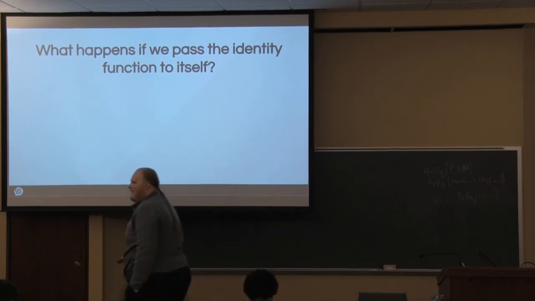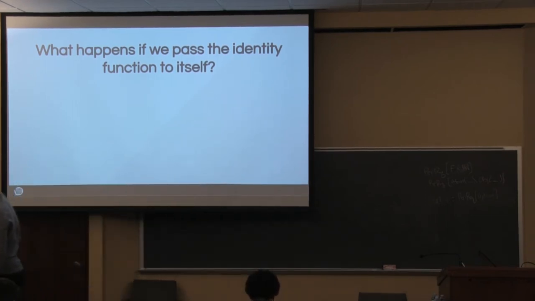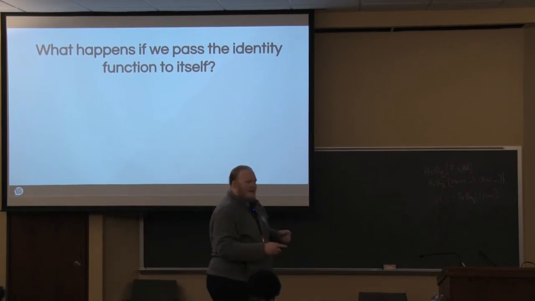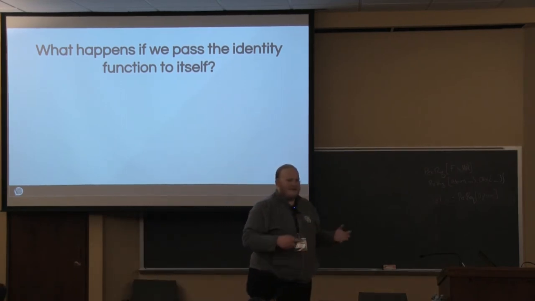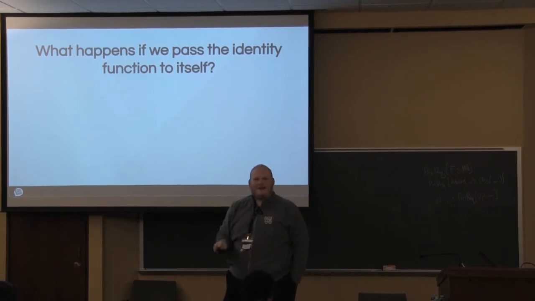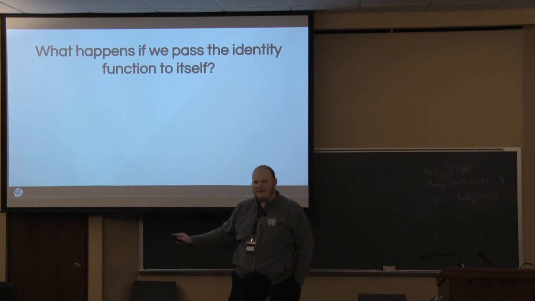What happens if we pass the identity function to itself? This is where we start to realize what lambda calculus doesn't care about, right? Because if we try to pass f of x to g of x, you can write it, but it gets a little cumbersome. But one thing that I've been trying to hammer into you is that this is a mechanical process. Don't think about it. Just do it.